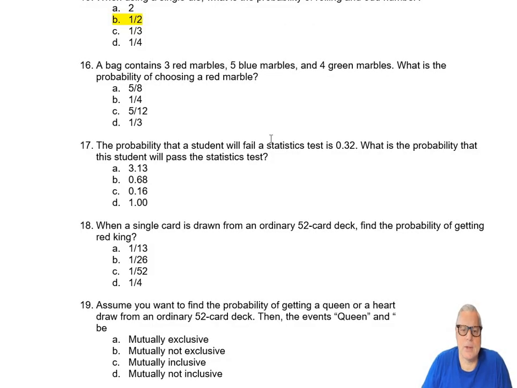A bag contains 3 red marbles, 5 blue, and 4 green. So n is 12. What is the probability of choosing a red marble? 3 over 12, which is the same as 1 over 4.